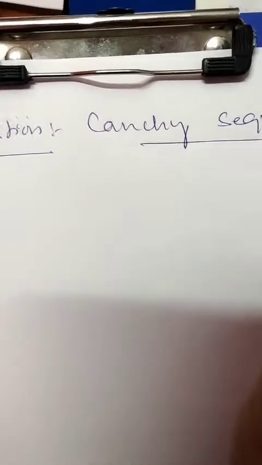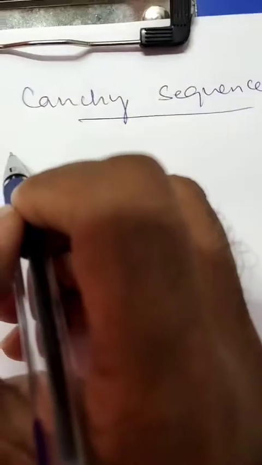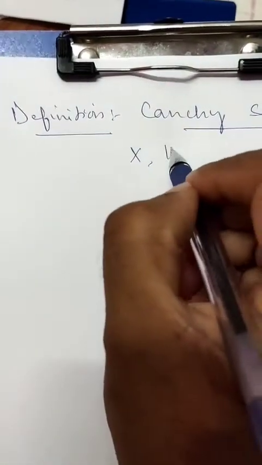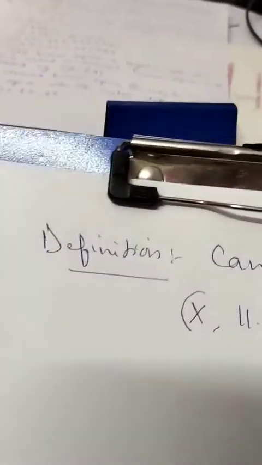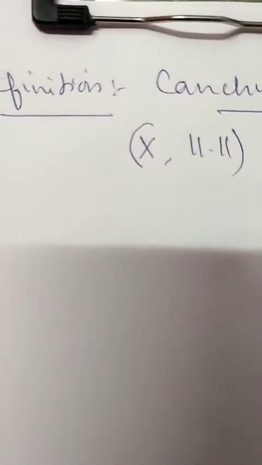Cauchy sequence. Suppose we have a normed linear space X with this norm. We can write X itself as a normed space; it is understood that a norm is defined on it. So suppose X is a normed linear space. Suppose we have a sequence xn in X.